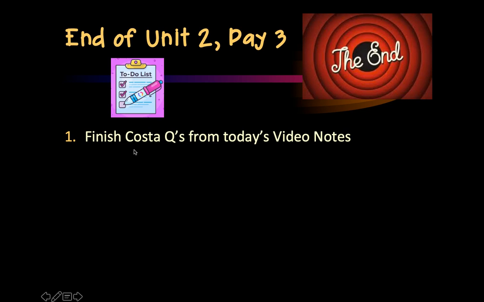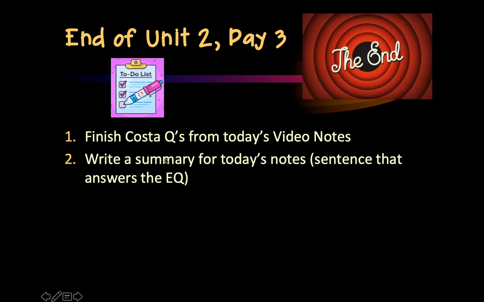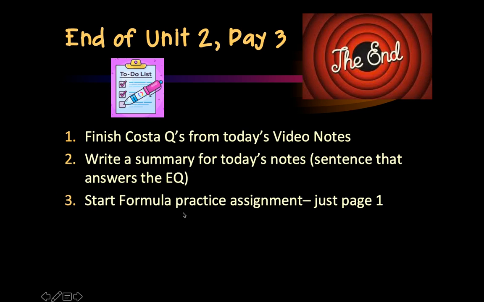Here's your to-do list. Go back and finish any COSTA questions. You can write your own summary, or you can use the summary that I just gave you. And I'm going to have you start the formula practice assignment. There are 2 pages of it. The second page goes with our next day. So Unit 2, Day 4, we're going to learn how to go backwards. If I give you the formula, what's the name? But today, it's what's given the name, what's the formula? So just try page 1.